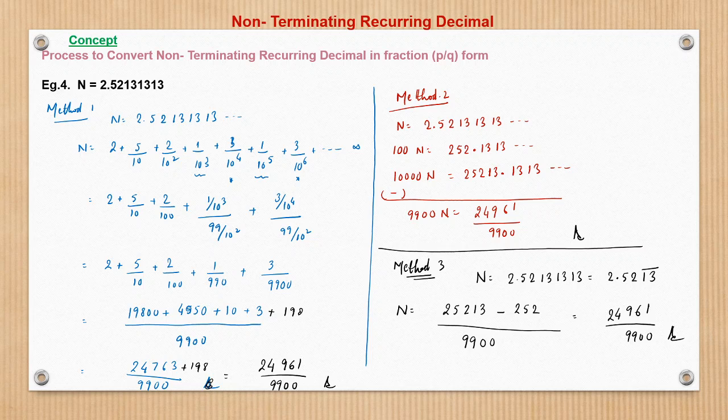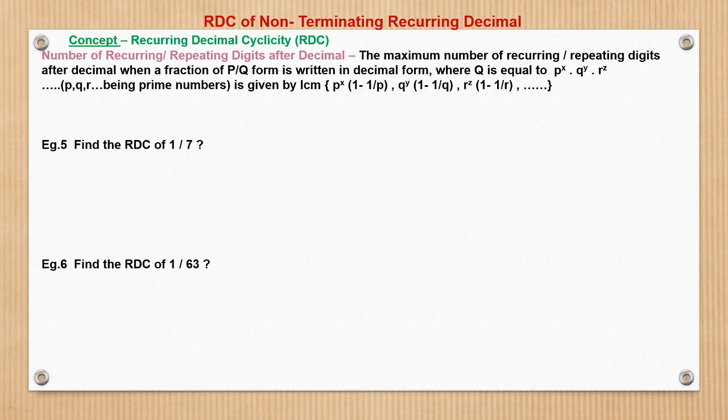So what we have tried, this is the most basic approach, method 1. Method 2 is again a very intuitive approach, and method 3 is a very direct formula based approach and very time consuming. So I think with all these three in the back of the mind, the understanding and the concept behind conversion of any non-terminating recurrent decimal to a fraction becomes extremely simple and easy. So after this, now we will move to another concept, which is the concept of the cyclicity of the digits after decimal, which is known as recurring decimal cyclicity.